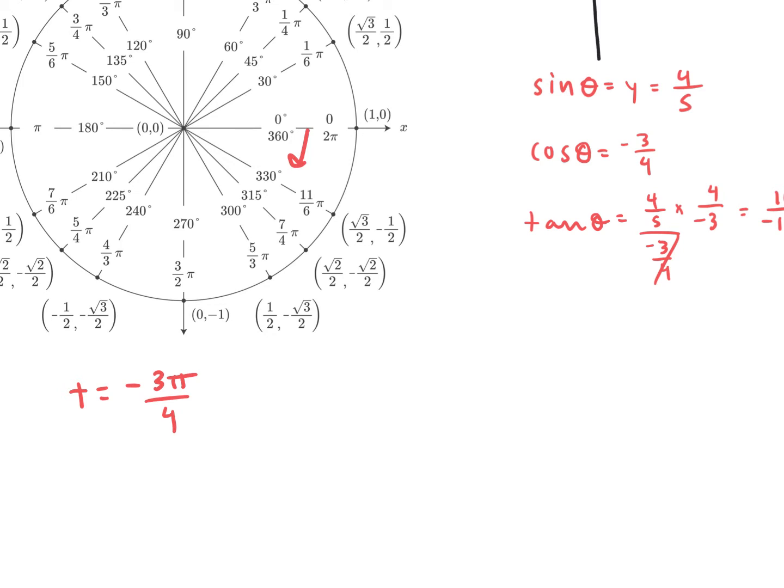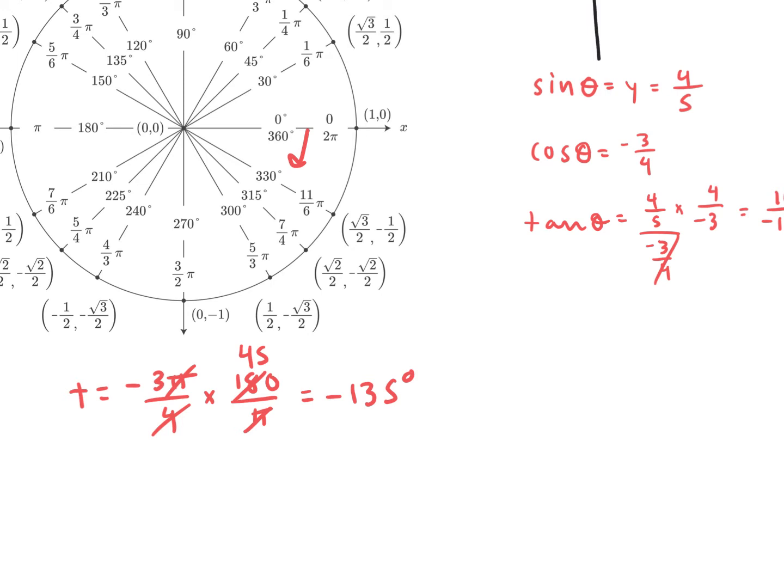So it might help us to either find the coterminal angle or convert it to degrees. That way we can see how many degrees we're going down. So I'm going to convert it to degrees. If I multiply it by 180 over pi, pi's cancel. 4 goes into 180 45 times. And then negative 3 times 45 would be negative 135.